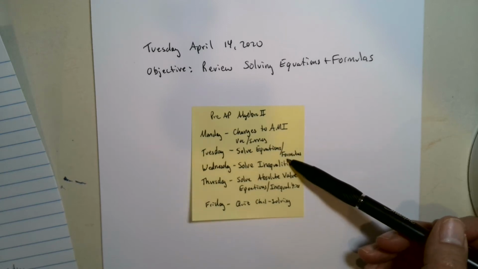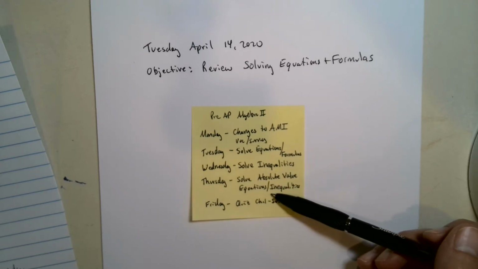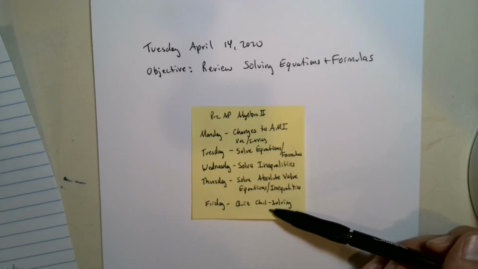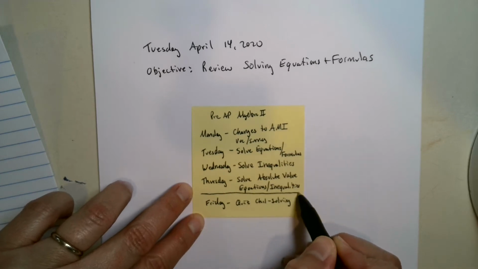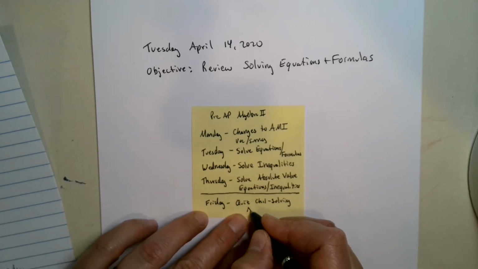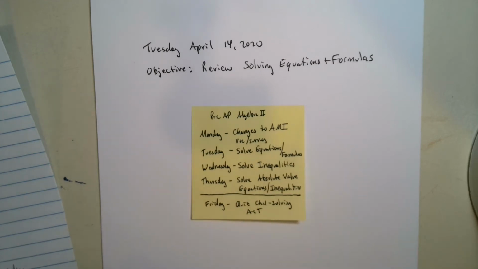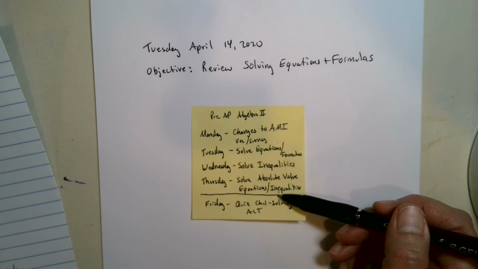Today, we're going to review solving equations and formulas. Wednesday, we're going to solve inequalities. Thursday, we are going to review solving absolute value equations and inequalities. All of your homework is due Thursday at midnight for this week. Then on Friday, we'll have a little quiz, more of an ACT style quiz on these topics from the week.